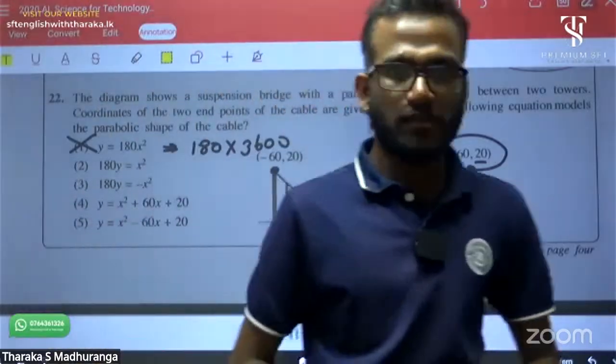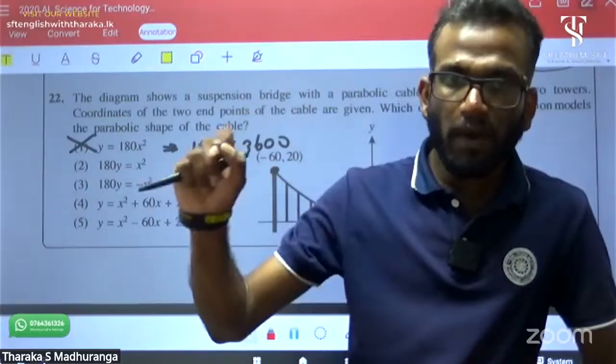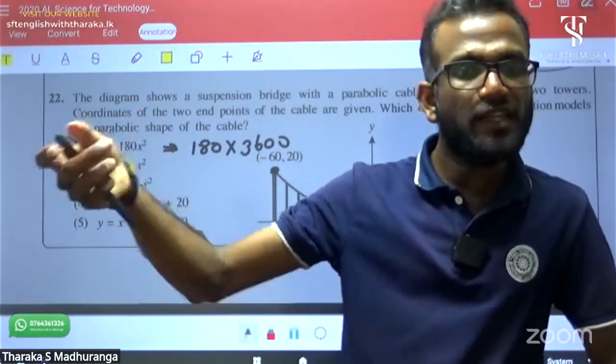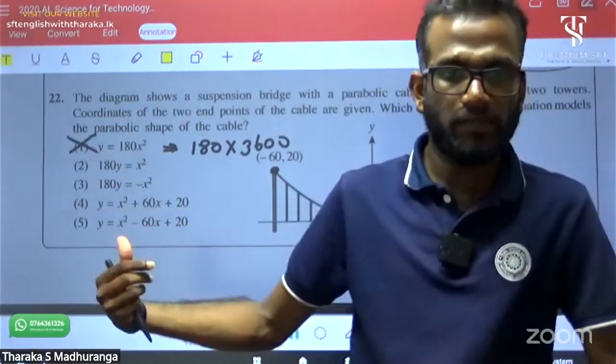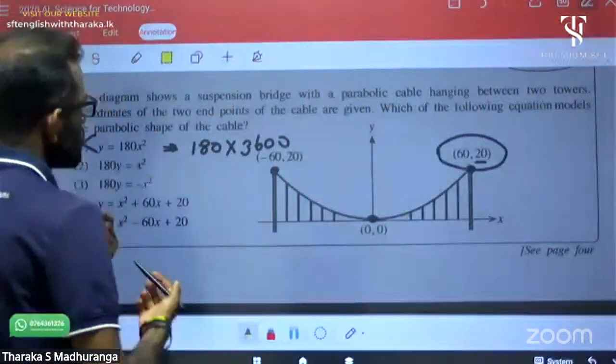Do you remember yesterday we did the equation path of the ball? Is it hitting the wicket or not? Same type. Same type quadratic function question. Now second one.